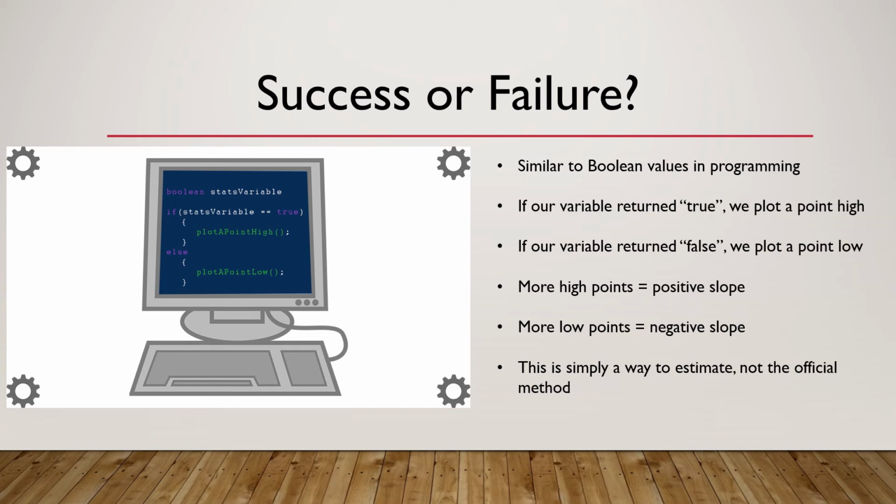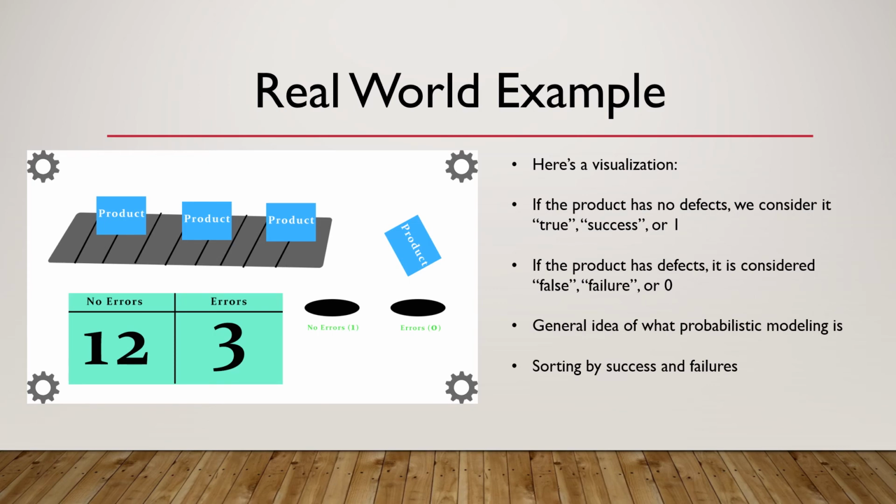Finally, I have created a small real-world example visualization to help you wrap your head around the topic. Let's say we have a product on the production line. We invested a lot of money into this new system that can detect if the product has an error or a defect. In doing so, it will automatically sort them into two distinct piles, one with errors and one without errors. This is basically what we are doing when we are using linear probabilistic modeling and using that to find our graph.